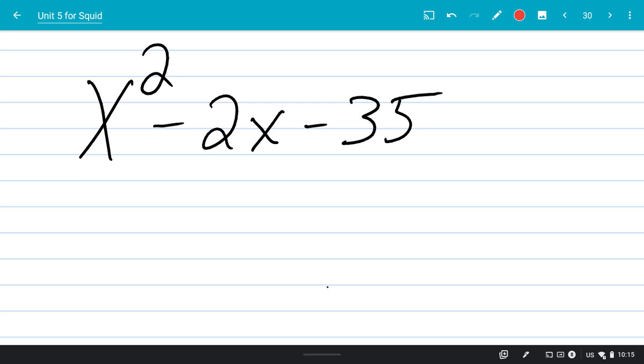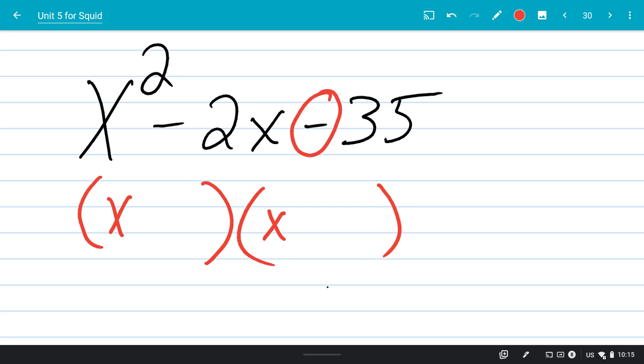All right. Is there a GCF? No. Is there a leading coefficient? No. So split in signs. Put an X in each. Signs are opposite, so put a plus and a minus. List the factors of 35. Stay with me. Does 1 times 35?